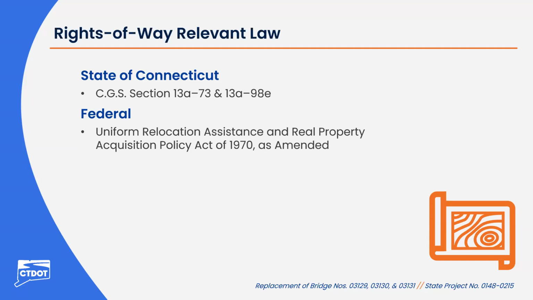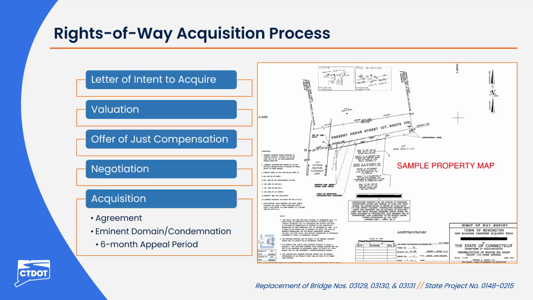Also, any property rights that are acquired are done so in accordance with Connecticut General Statutes, sections 13A-73 and 13A-98E, as well as the Uniform Act. So the right-of-way acquisition process begins once the project reaches a development milestone and all of the property impacts have been determined. At that point, each affected property owner will receive from our office a formal letter of intent to acquire, as well as a property map depicting the exact property rights to be acquired. You can see on the screen just a sample of what the property maps look like.